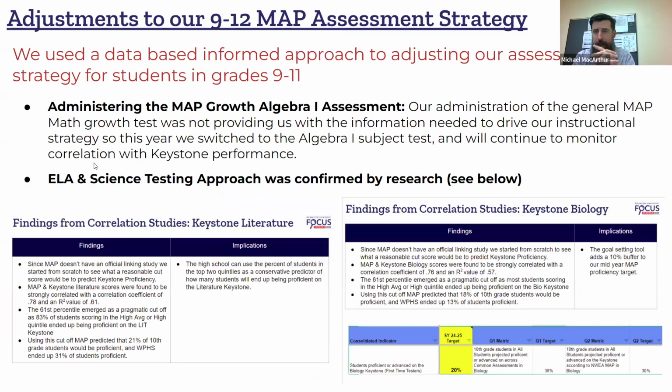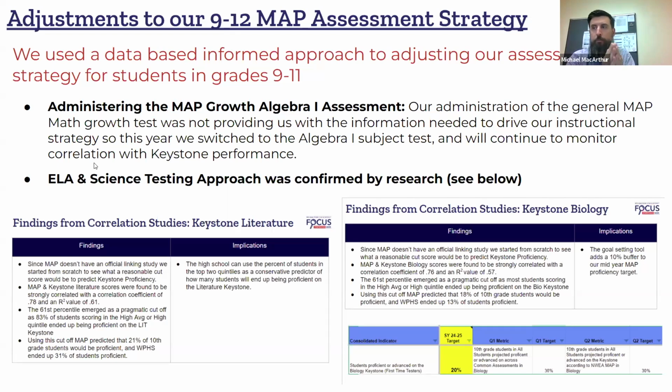Before I get into the 9th grade data, I want to tell you a little bit about some research that we did over the summer, and how it's impacting our assessment strategy for grades 9 through 12. I mentioned that PSSA has an externally validated linking study that tells us what performance on the MAP equates to proficiency on the PSSA. That study does not exist for Keystone, but we did perform an internal study, and it was encouraging.